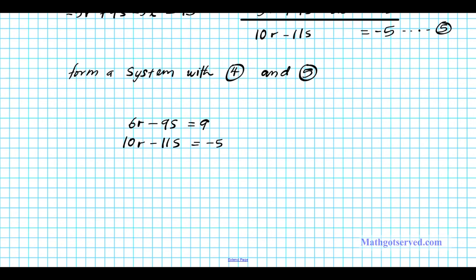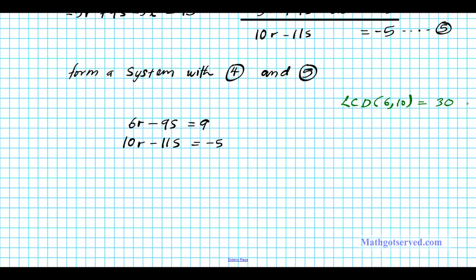Okay, so what we're going to do now is pick the variable we want to eliminate. We don't have any ones with the r's or the s's, so we don't have an easy case here. Look at these two. I want to eliminate the r's, so I'll find the LCD of these two coefficients. What is the LCD of 6 and 10? What is the smallest number that these two can go into? The LCD is 30. If I wanted to eliminate the s's, the LCD of 9 and 11, since they're co-prime, is 99, so that will be my target value.